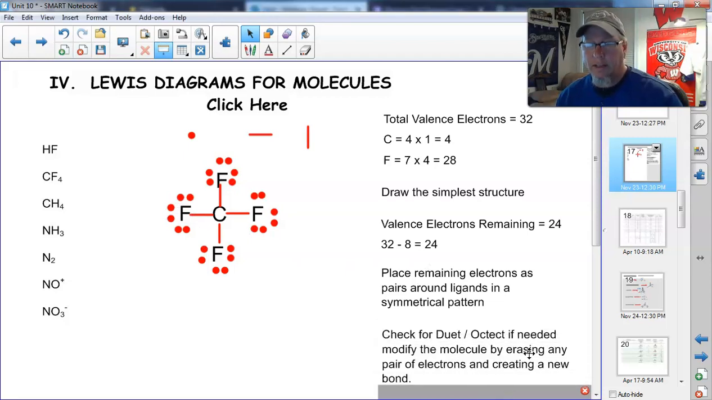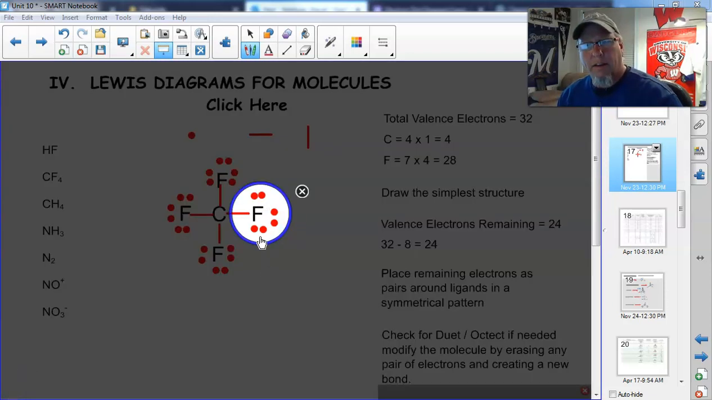This should be a completed molecule at this point, but I do need to check and make sure that everything's satisfied. So anything that is hydrogen should have 2 electrons around it. There's no hydrogen, so I'm okay. Any other atom should have 8 electrons around it. And when I'm looking at this, there's 5 different atoms that I'm going to have to check, so I'm going to do that right now.